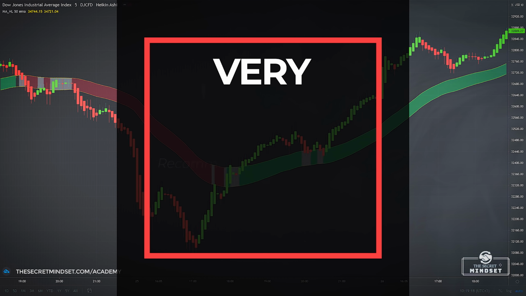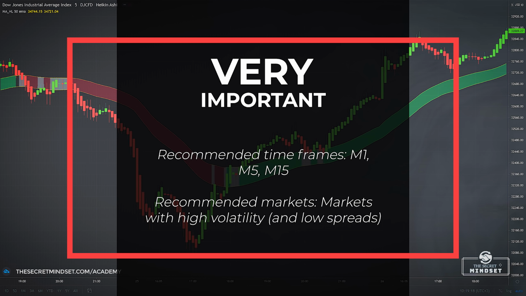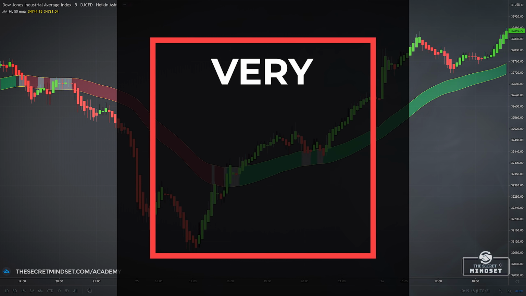Being a day trading and scalping strategy, you could use any time frame between the 1 minute and the 15 minutes. And when it comes to selecting the markets for using this strategy, it's vital to pick one that is volatile, so that you are more likely to see a high number of moves.